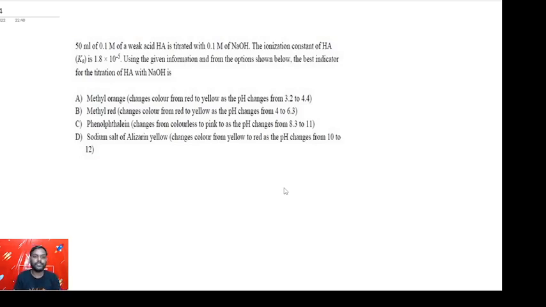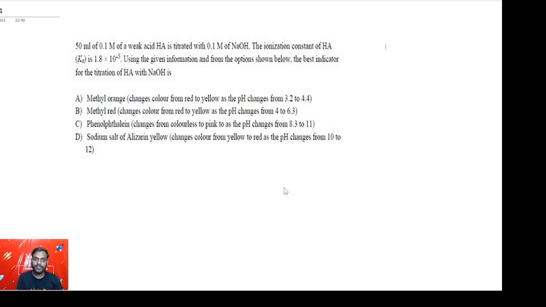The next question is: 50 ml of 0.1 molar of a weak acid HA is titrated with 0.1 molar NaOH. The ionization constant of HA is 1.8 × 10^-5. Using the given information and from the options shown below, the best indicator for the titration of HA with NaOH is.